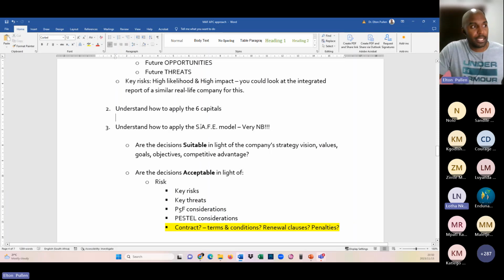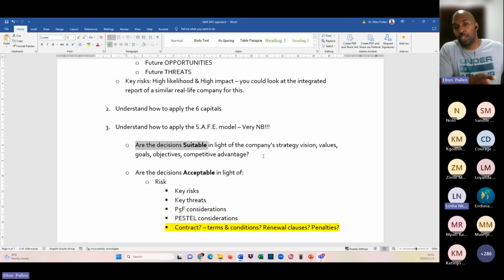the S in the SAFE model stands for, are the decisions that are being made suitable in light of the company's strategy, vision, values, goals, objectives, competitive advantage, et cetera. So pretty much everything that they end up telling you on that page 1 or email 1. Remember email 1, typical case study. Hey, so-and-so, welcome to the team. We're looking forward to you joining the team. Our company stands for this. We're thinking of doing this, and so on. Those are all strategy, vision, values, etc. So in essence, everything they do must actually be in alignment with that.